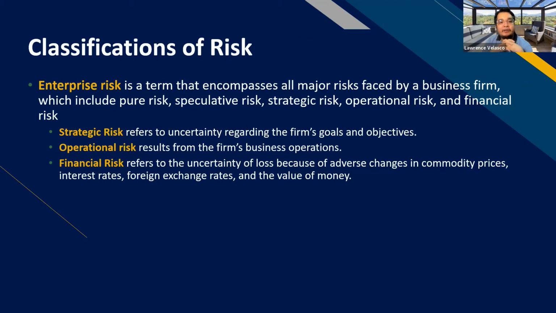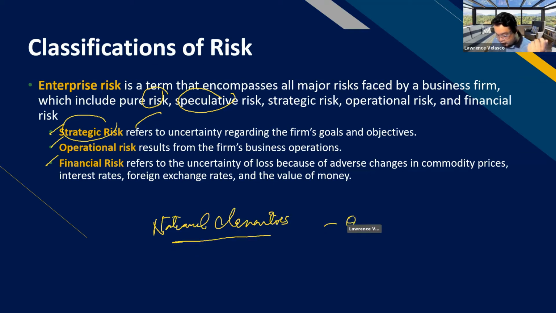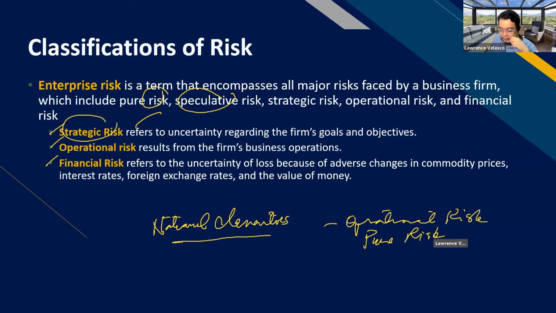Now, from a corporate perspective, we talk about enterprise risks. It covers major risks faced by businesses. Under enterprise risks, there are three major types: strategic, operational, and financial risks. Each of these risks might be pure, might be speculative. But they can also be strategic or operational. For example, natural calamities are a risk. This is an operational risk and at the same time a pure risk, because there's no upside, there's only downside.